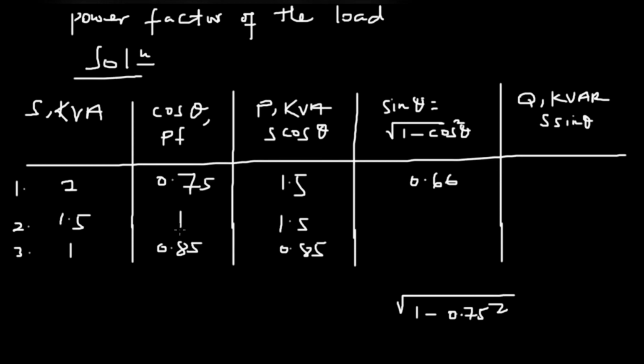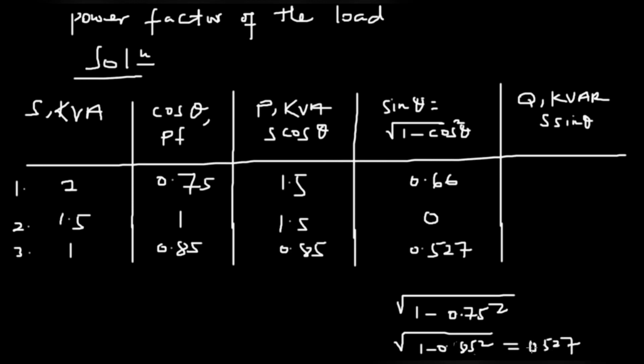So for 0.75 power factor, sin theta is 0.664, and for 1 power factor you will get 0. For 0.85 power factor you will end up with 0.527. When you punch 1 minus 0.85 squared, you end up with 0.527.